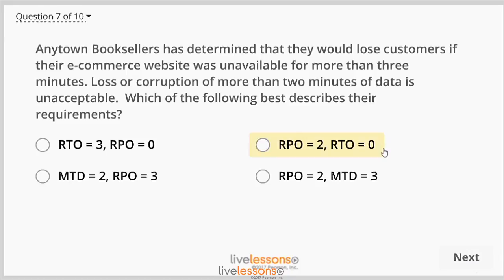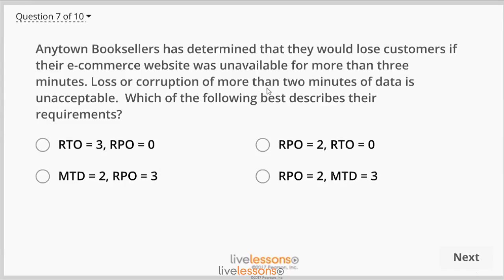Anytime Booksellers has determined that they would lose customers if their e-commerce website was unavailable for more than 3 minutes. Loss or corruption of more than 2 minutes of data is unacceptable. Which of the following best describes the requirements? Now they're talking to us about RTOs, recovery time objectives, RPOs, recovery point objectives, and MTD, maximum tolerable downtime. Those are all the components in our answer. So if we go back through our question, what they're really telling us is that we can't have this website unavailable for more than 3 minutes. That's telling us our maximum tolerable downtime is 3 minutes.